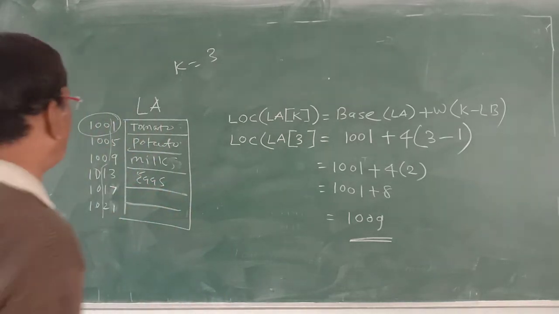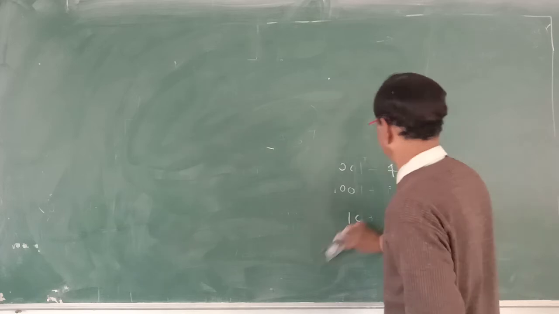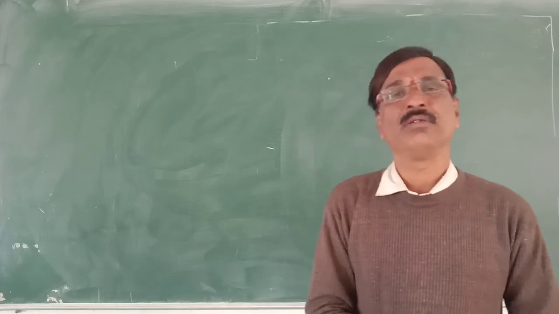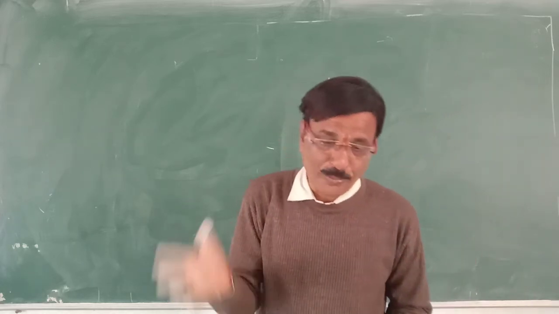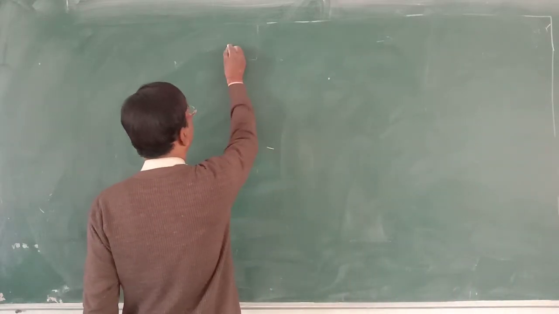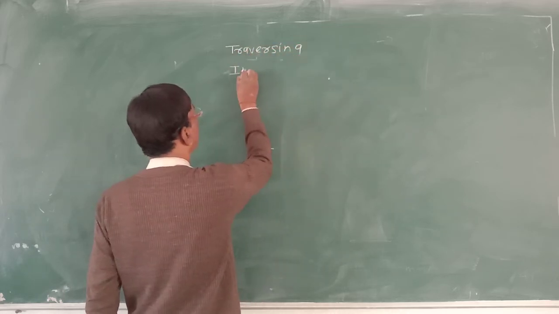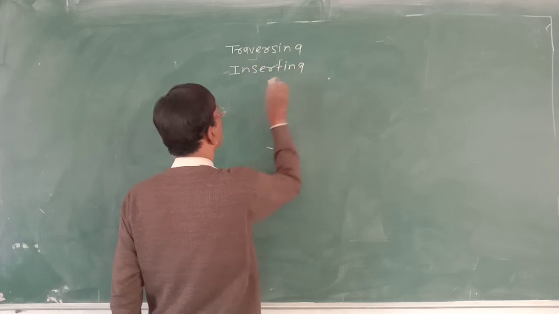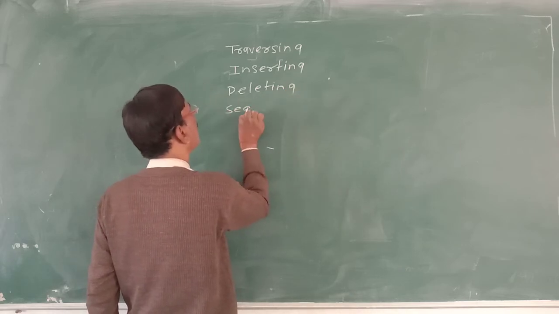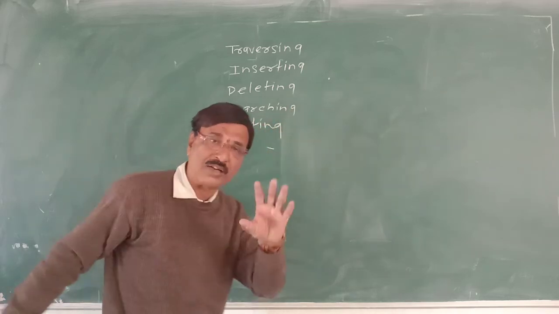Now we have seen the linear array, and now we know that only organizing the data in computer's memory cannot be called a data structure. We should be able to carry out some operations on it, say traversing, inserting, deleting, searching, sorting.